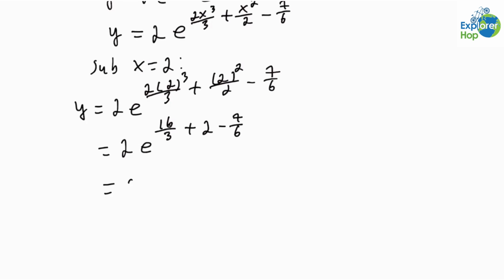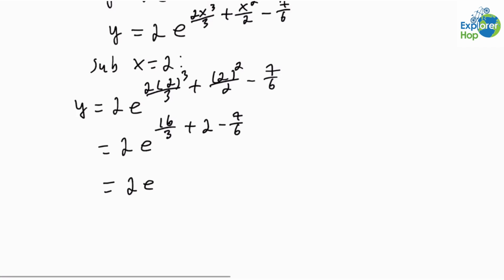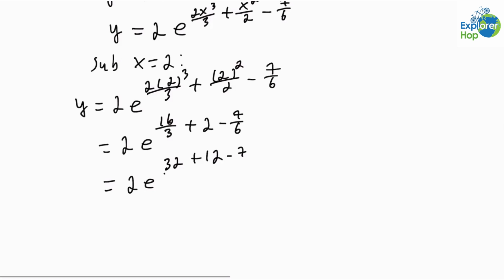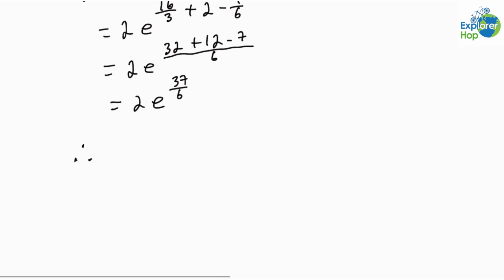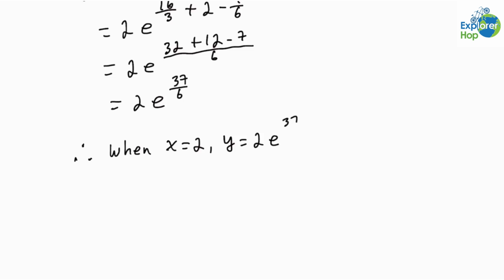This is equal to 2 times e to the power of (32 plus 12 minus 7) over 6, which is equal to 2 times e to the power of 37 over 6. So therefore, when x is equal to 2, y is equal to 2 times e to the power of 37 over 6.